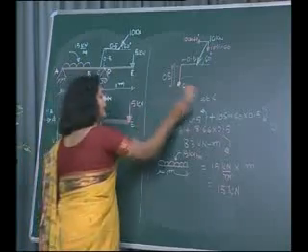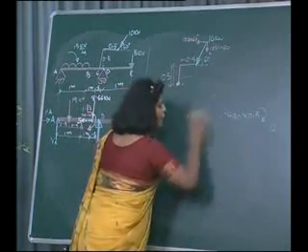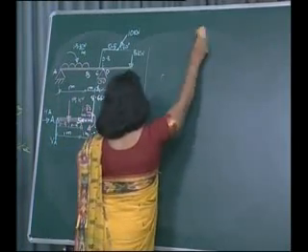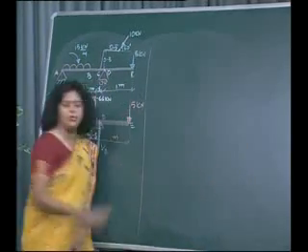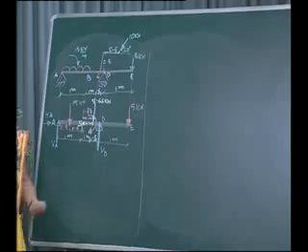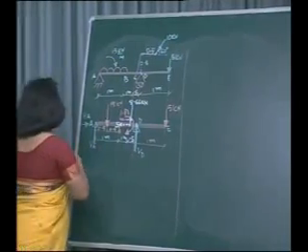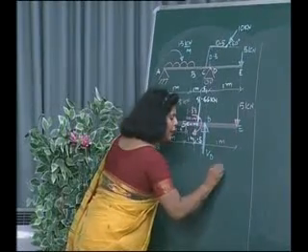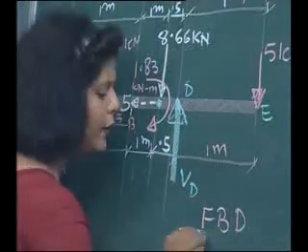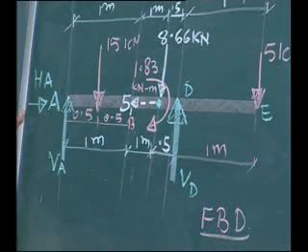So our second step, that is to draw a free body diagram, is over. Now what we have to do? We have to apply our conditions of equilibrium. This particular diagram is called your free body diagram. To start with, we will apply our conditions of equilibrium.